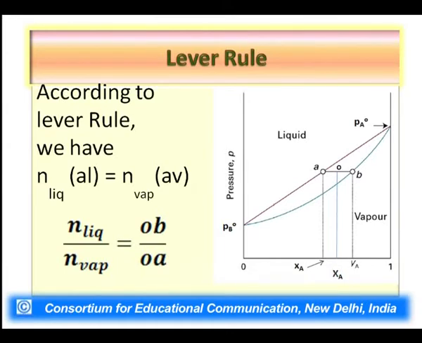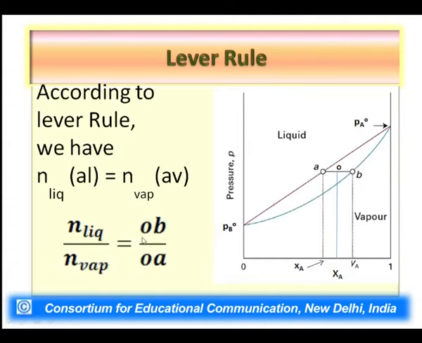We can, just by looking at it, with the help of a scale, measure certain distances and obtain the relative amounts. For example, here N liquid is the symbol which represents the total number of moles in the liquid phase, whereas N vapor represents the total number of moles in the vapor phase, which is equal to OB by OA. What it means, if you see it very carefully, is called the lever rule.